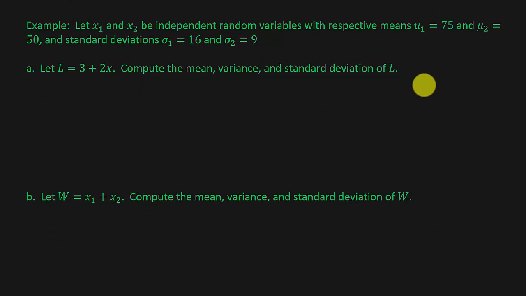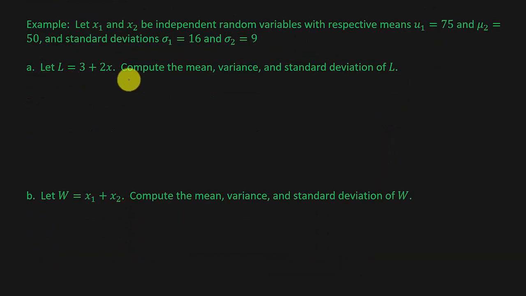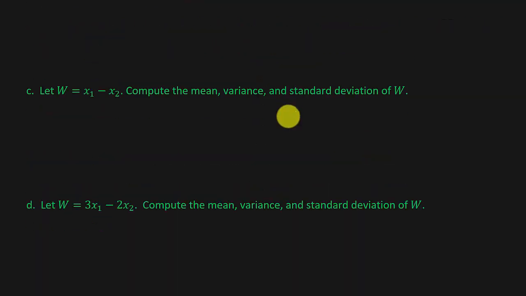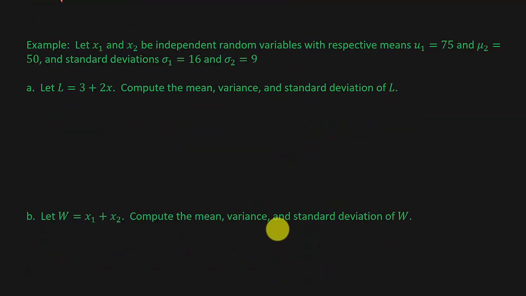All right. So here's our example. Let x1 and x2 be independent random variables with respective means mu1 is 75, mu2 is 50, and standard deviations sigma 1 is 16, sigma 2 is 9. All right, so let L equal 3 plus 2x. Compute the mean, variance, and standard deviation of L. If you notice in these examples, this first example we just have the x, but in all these other ones down here we've got an x1 and x2. So for the first one, we're up here with these formulas. We just have the variable x, but in the other ones, x1 and x2, we're going to be using these formulas with the x1 and x2.